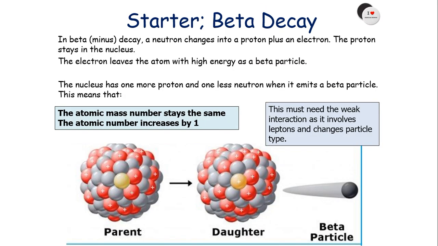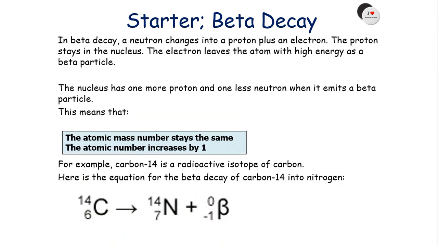Now, the beta decay we covered at GCSE is actually called beta minus decay. What happens is a neutron changes into a proton via an exchange particle and produces an electron. The proton stays in the nucleus. The electron leaves the atom as a high energy beta particle. This has got to be the weak interaction because it involves leptons, things not made from quarks, and it involves something changing type. So what's actually going on?